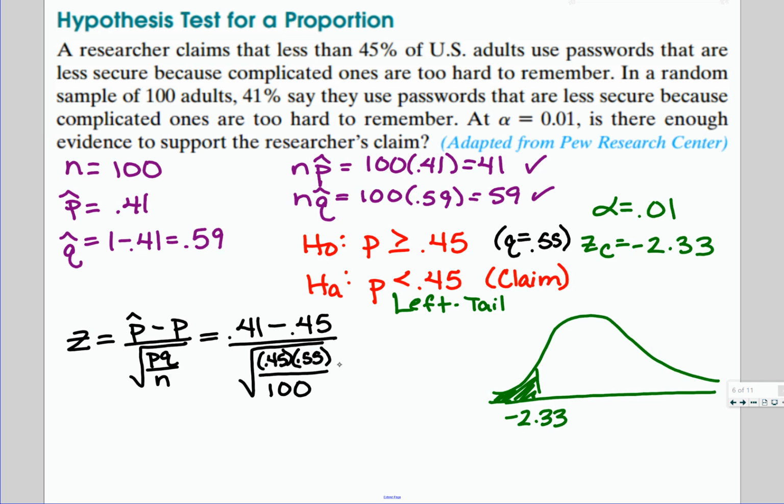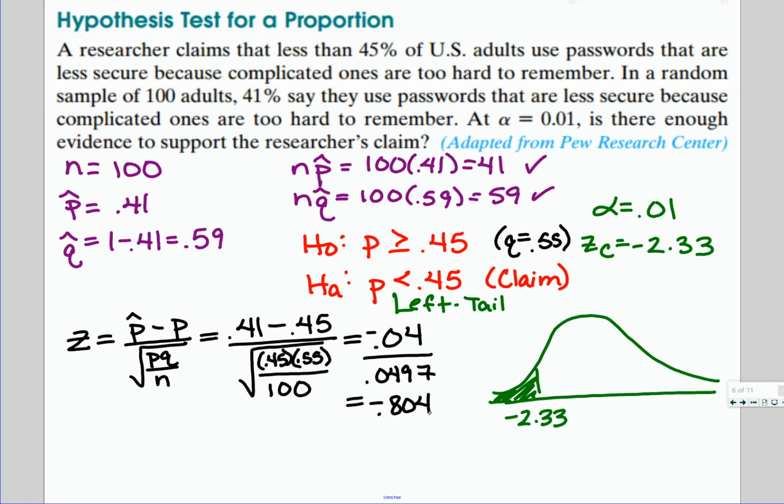And we just type that whole thing in our calculator. You can do it in two separate pieces if you want. This one's going to be a negative 0.04 on top. I know that one at least. So let's see, 0.45 times 0.55 divided by 100 and take the square root of that. I'm going to get about 0.0497, give it a few decimal places, and divide it, negative 0.804.